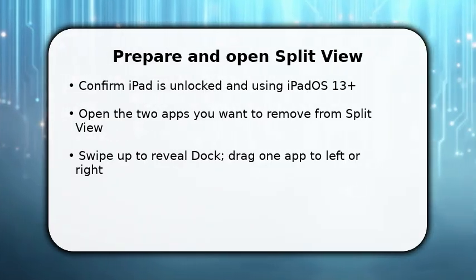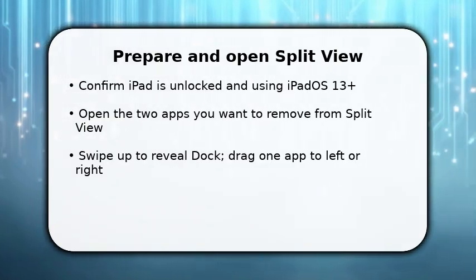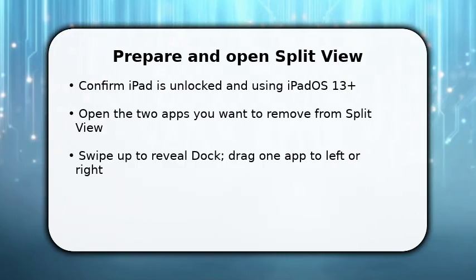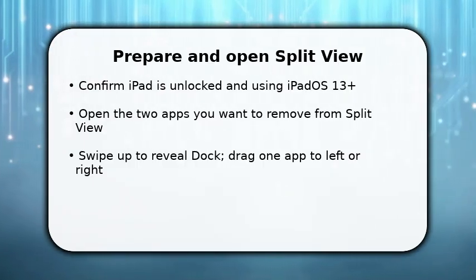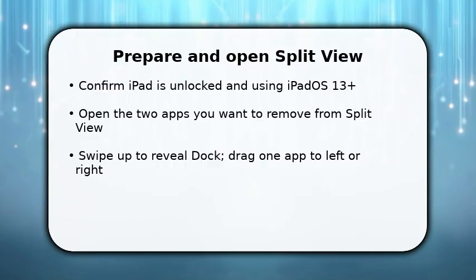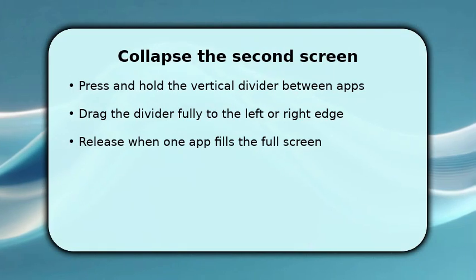You'll use it to collapse one pane. So, position your finger on the divider, steady your hand, and prepare to drag it all the way to the screen edge to close one app. Now you perform the key action.